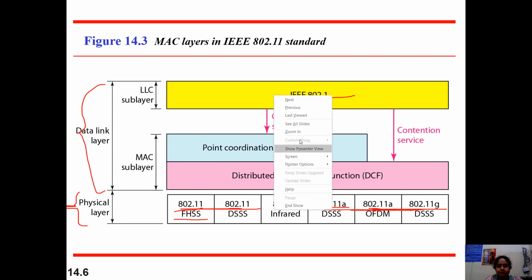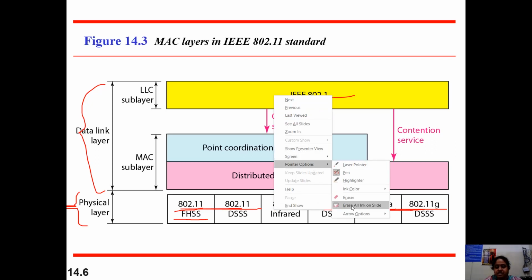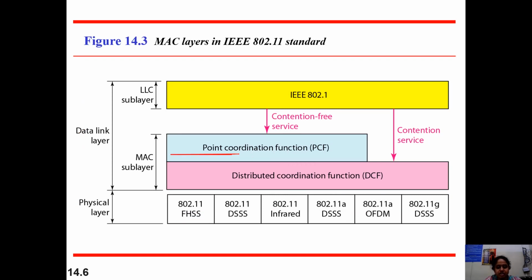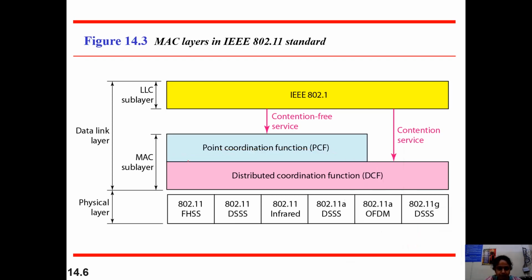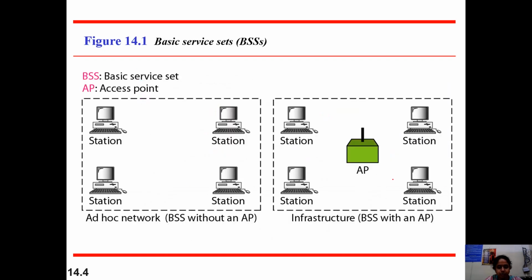Now in the MAC sublayer, you can see two types of functions that are defined, one of which is called point coordination function. Sorry for that, just a minute. Let me clear this slide. Okay. So this is called point coordination function, and we have another function known as distributed coordination function. So PCF and DCF. Let us go back to the first diagram and let us start the discussion with the help of this one. Okay, infrastructure mode.